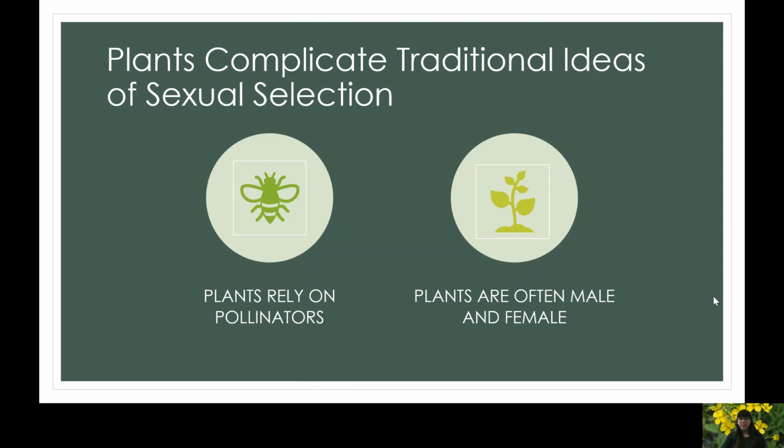The second trait that many plants possess is having both male and female function. This can occur either by possessing separate male and female flowers on the same plant, or by having flowers that possess both male and female function.